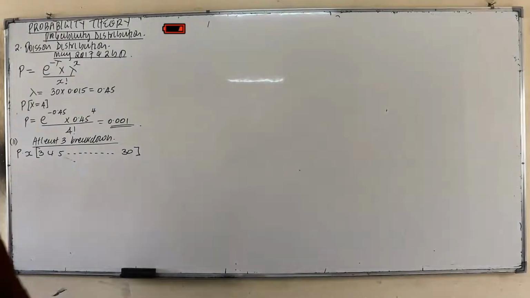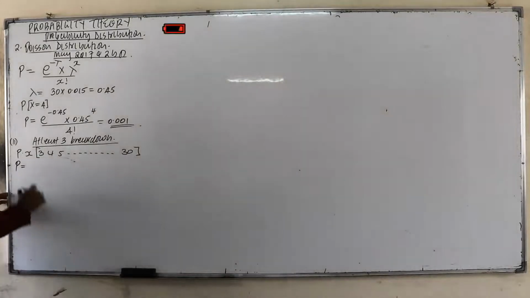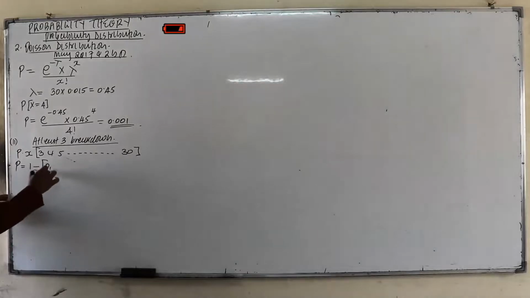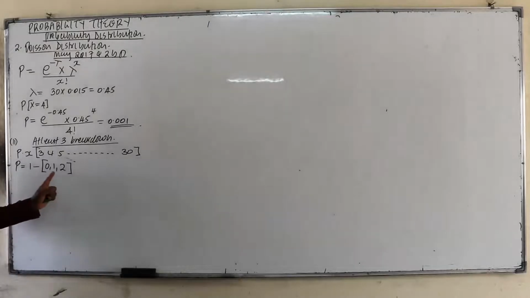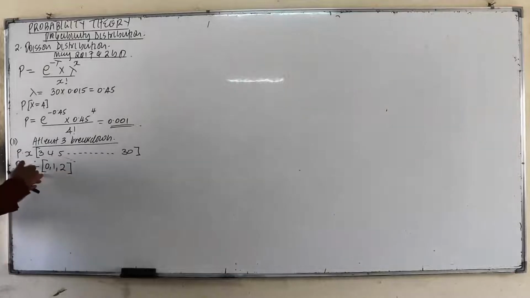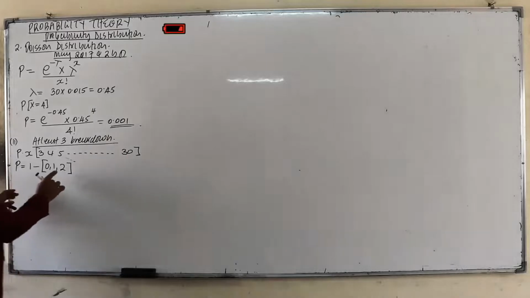Which is the same as doing this. Remember, total probability is always equal to 1. You take 1 minus the probabilities of 0, 1, and 2: no breakdown, 1 breakdown, 2 breakdowns. If you get this probability, then you take 1 minus that, and you'll get 3, 4, 5, 6 and so on, which is the easier way.